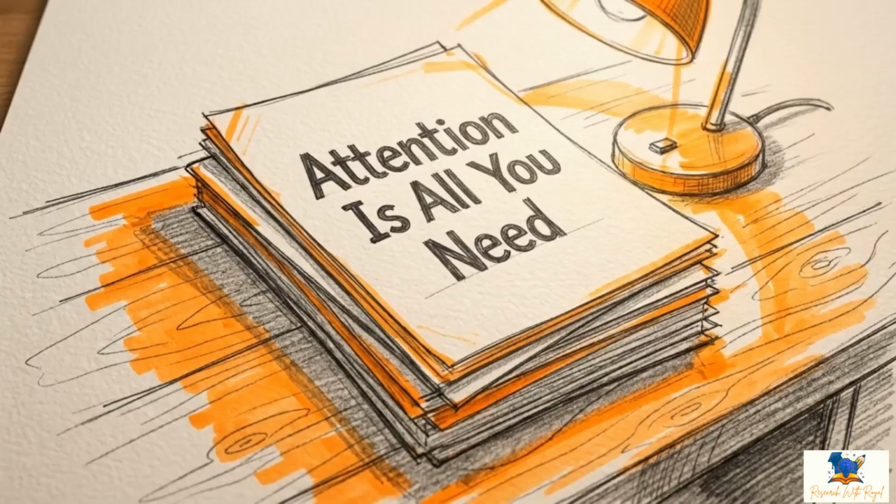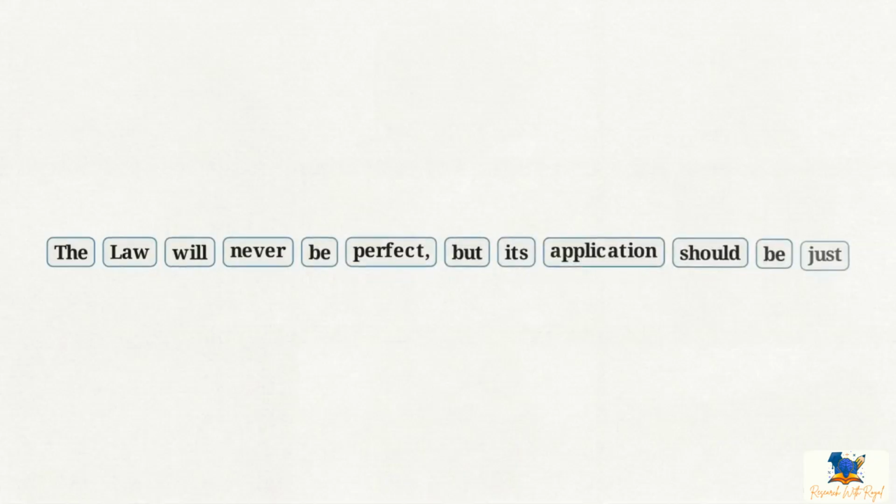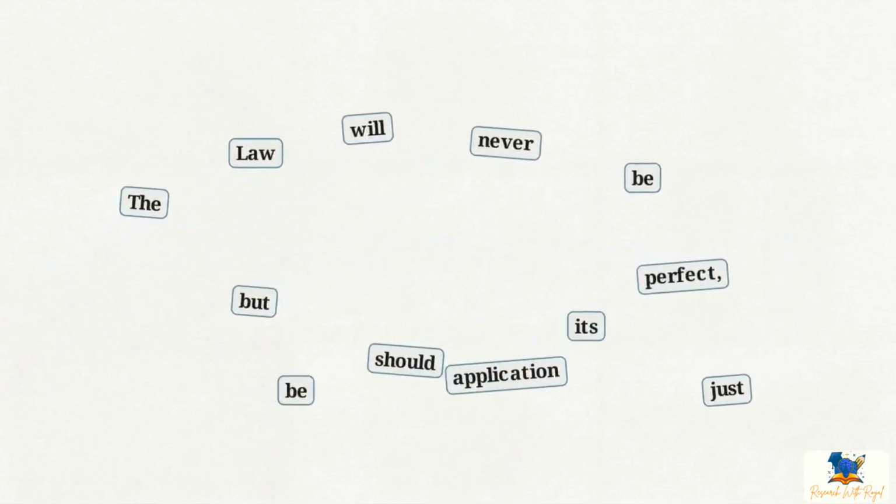To see why this matters, look at a translation problem the researchers used in their paper. The law will never be perfect, but its application should be just. If an old assembly line model tries to translate the word "its," it gets confused. It needs to know if "its" refers to the word "law" to get the grammar right. But those two words are separated by too much space for the old system to reliably connect them.